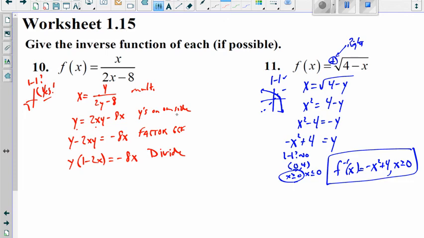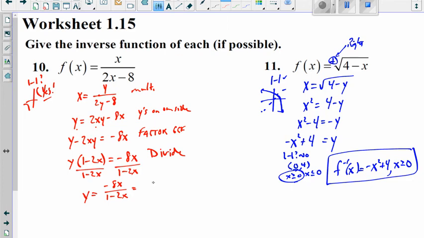We're going to gather all the y's on one side so we can factor out the y, and then you divide by the parentheses, 1 minus 2x. So you end up with y equals negative 8x over 1 minus 2x. That is an acceptable answer.